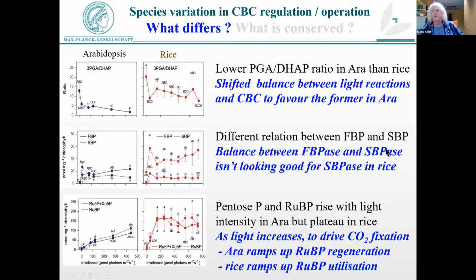So the balance between FBPAs and SBPAs isn't looking good for SBPAs in rice. And a third difference I've pulled out: pentose phosphate and ribulose bisphosphate rise progressively with light intensity in Arabidopsis, but they plateau at a fairly low light intensity in rice. So what this is telling us is, as light increases to drive CO2 fixation, Arabidopsis ramps up, increases ribulose bisphosphate generation, whereas rice is ramping up ribulose bisphosphate utilization.